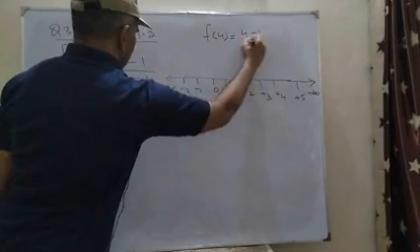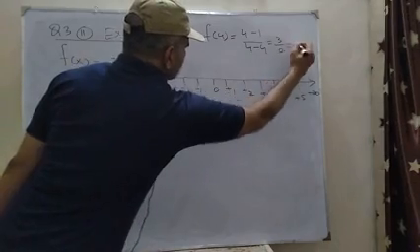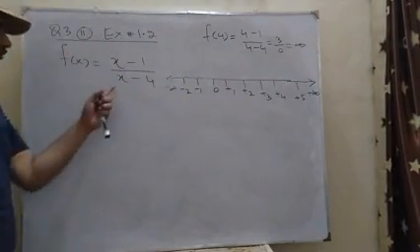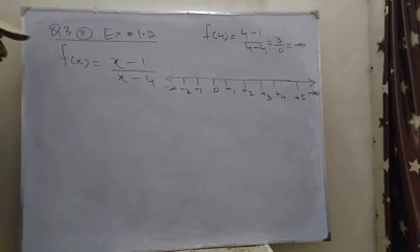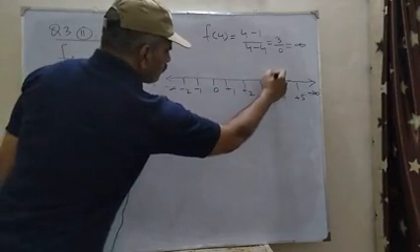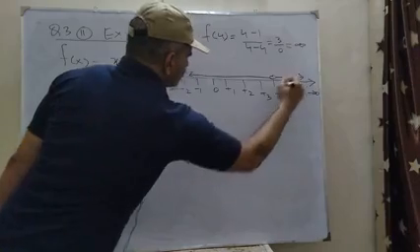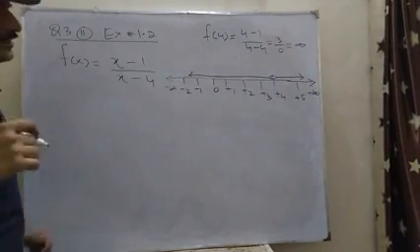4 minus 1 over 4 minus 4 is 3 by 0, that is infinity. The function will be undefined for domain 4. So we avoid such values for which our denominator becomes 0. Other than 4, you can put any value from this side, no problem, and from this side. You can put any value from left and right side of 4.